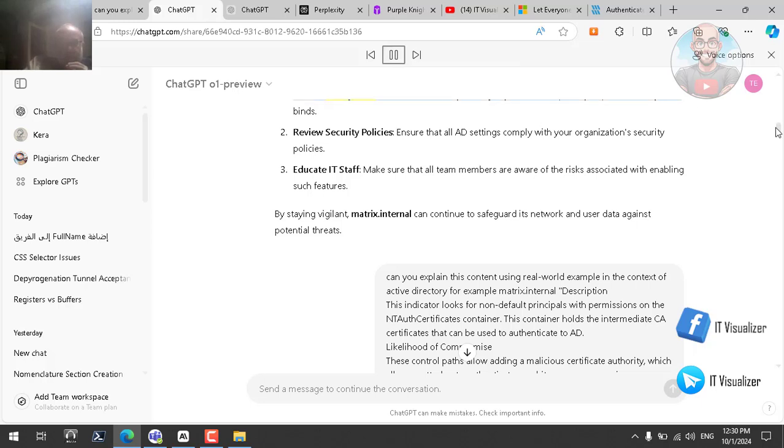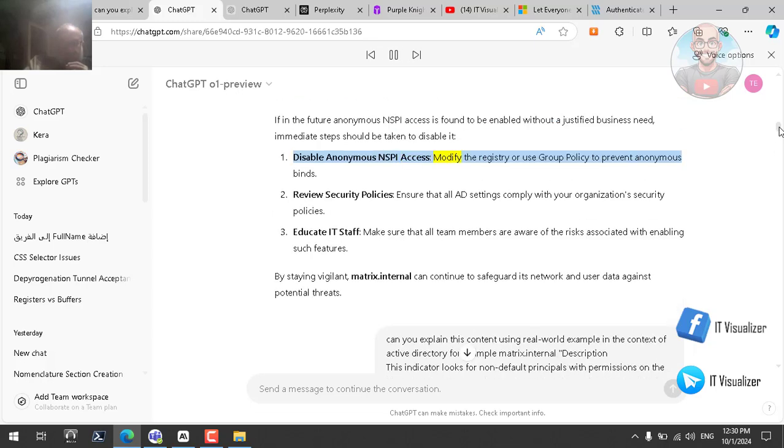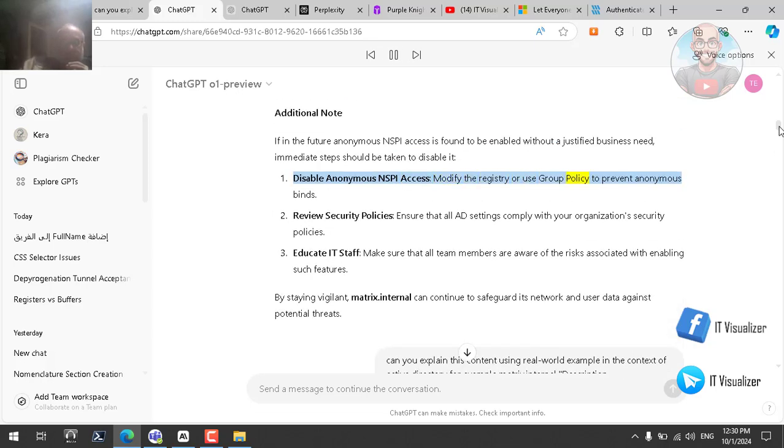Disable anonymous NSPI access. Modify the registry or use group policy to prevent anonymous binds. Review security policies. Ensure that all AD settings comply with your organization's security policies. Educate IT staff. Make sure that all team members are aware of the risks associated with enabling such features. By staying vigilant, matrix.internal can continue to safeguard its network and user data against potential threats.